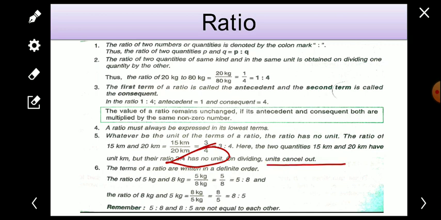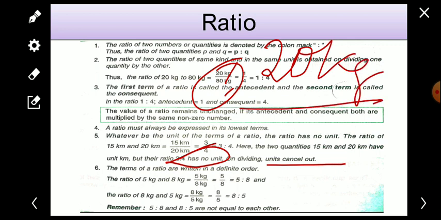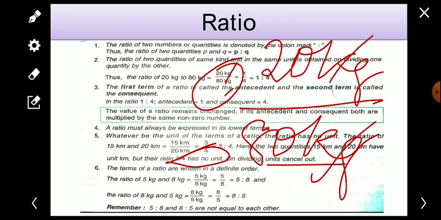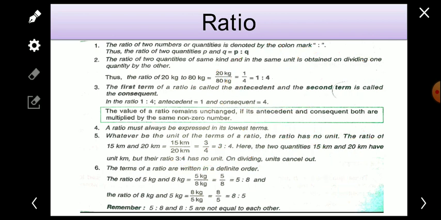On dividing, the units cancel out each other. Suppose the ratio is 20 kg by 80 kg, then kg is cancelled out. When we divide to get the ratio, kg is cancelled out. That's why there is no unit for a ratio, because the units are cancelled out when we divide one quantity by another. Now we have understood that on dividing, units cancel out.